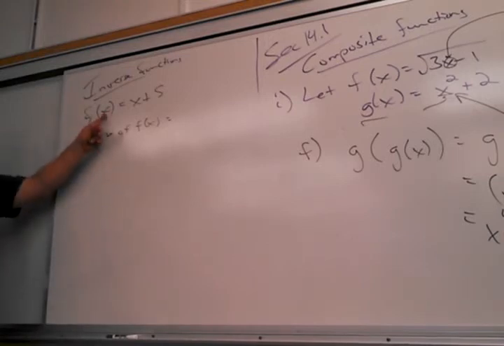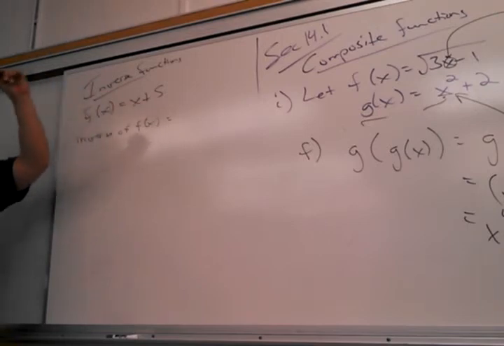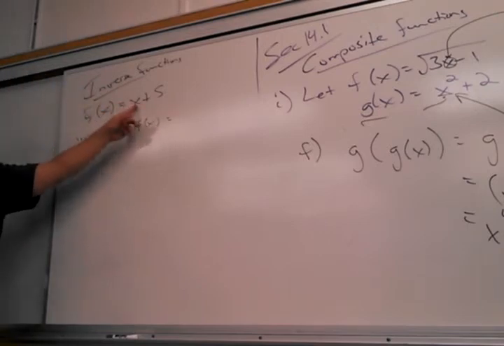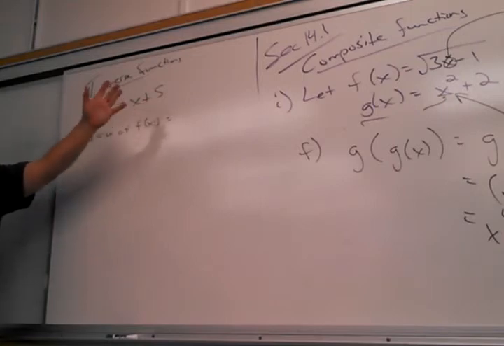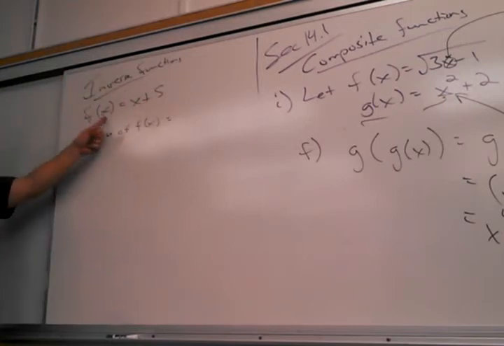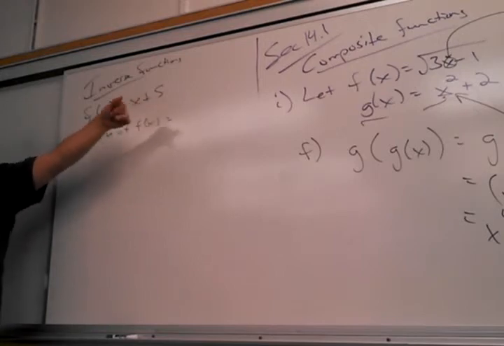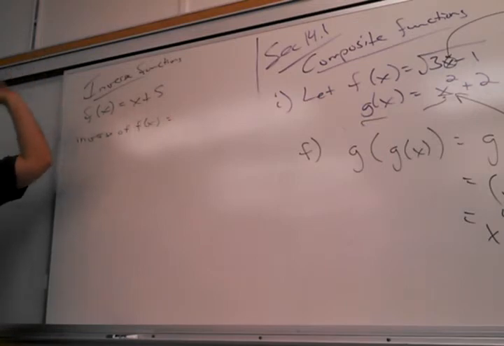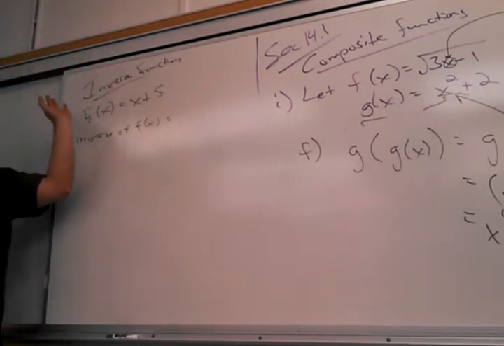If I put a 2 into it, what would you do to 2? Add it to 5. So if you put a 2 in, you would put 2 plus 5. If you put a 7 in, what would you do to it? 7 plus 5. Add 5 to it. If I put a 5 in, add 5 to it. Whatever I do, I add 5 to it.